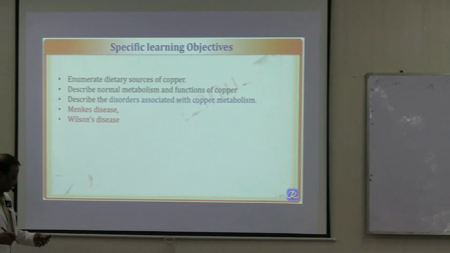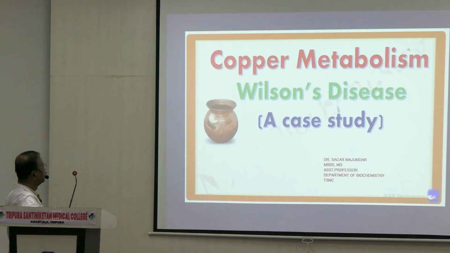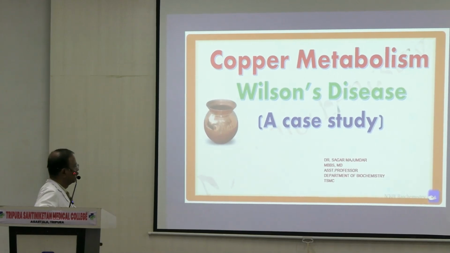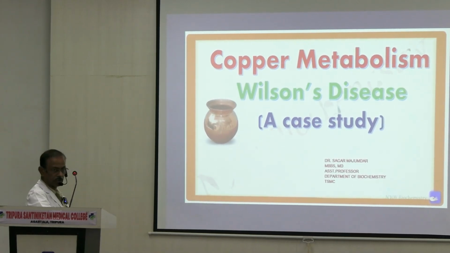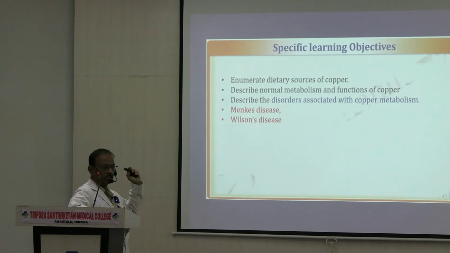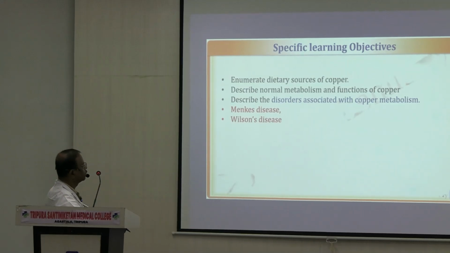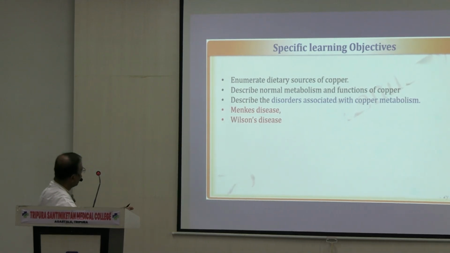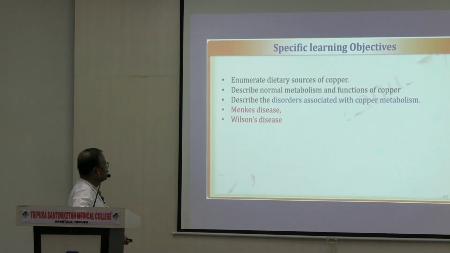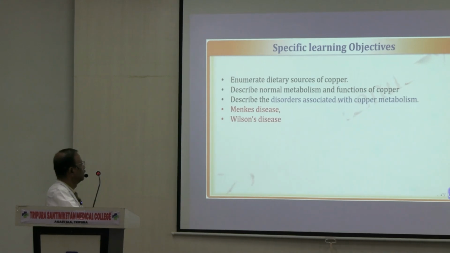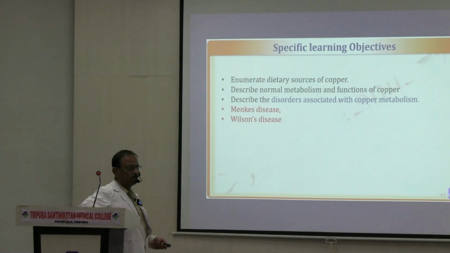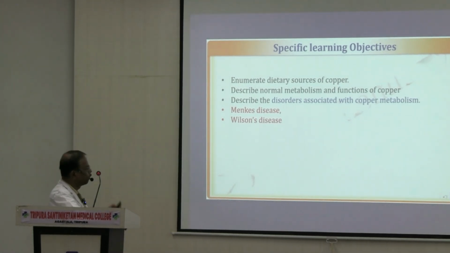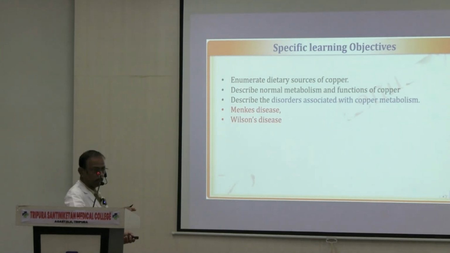So next we will start copper metabolism and a case study on Wilson's disease. We will discuss enumeration of dietary sources of copper. You should be able to enumerate dietary sources of copper, describe normal metabolism and function of copper, and describe disorders associated with copper metabolism like Menkes disease and Wilson's disease. These are the important disorders, and some other disorders are there.